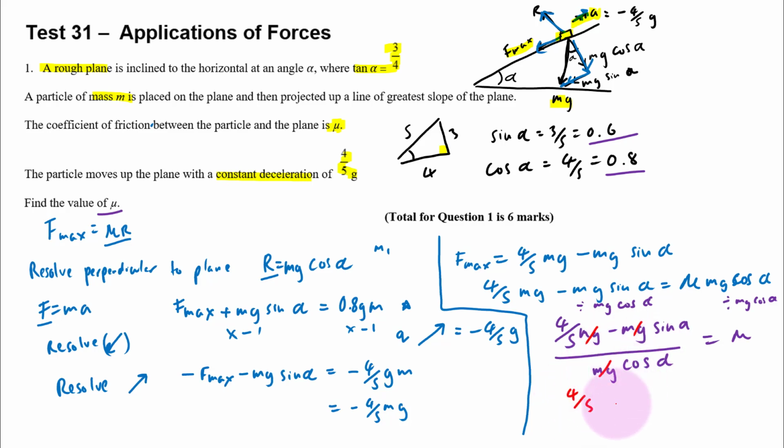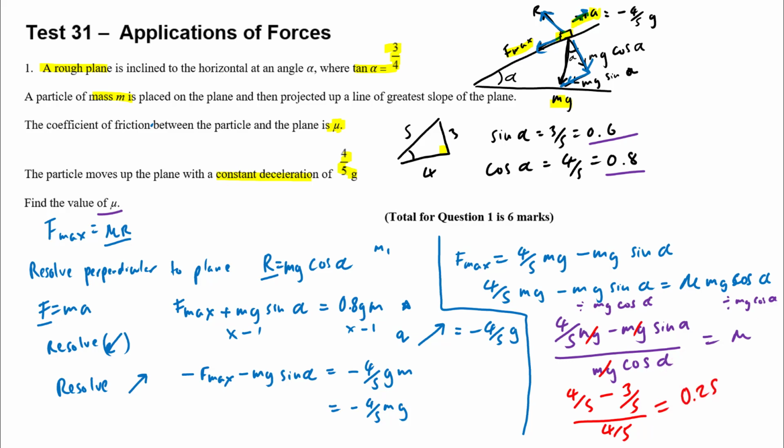We know sine alpha is 0.6, but I'm just going to say minus 3/5 all over 4/5. Do that on your calculator or use the decimals and you should get 0.25, and that will be your answer, 6 out of 6. And you all could do that, I believe.